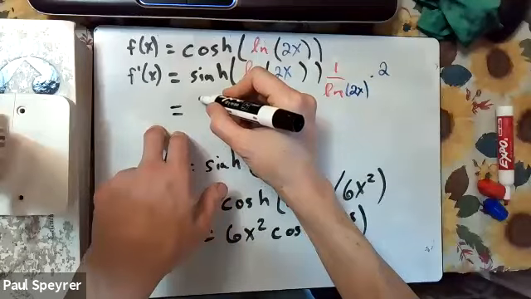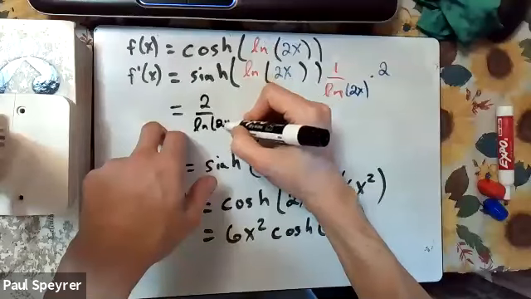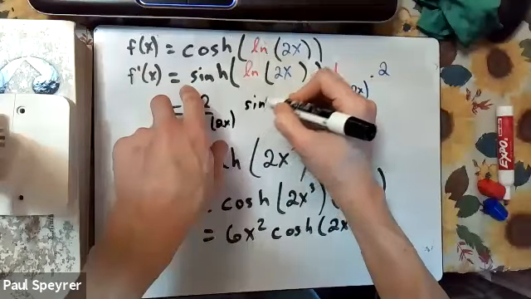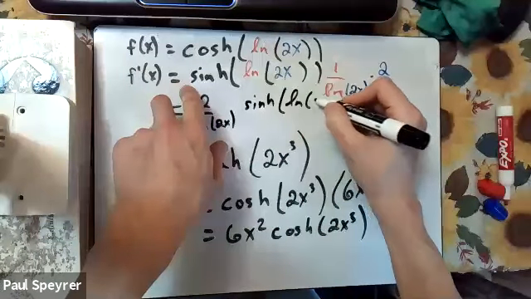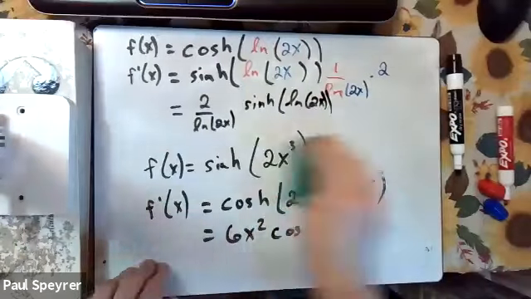So this is just 2 over ln of 2x hyperbolic sine of the natural log of 2x. That is your answer right there.